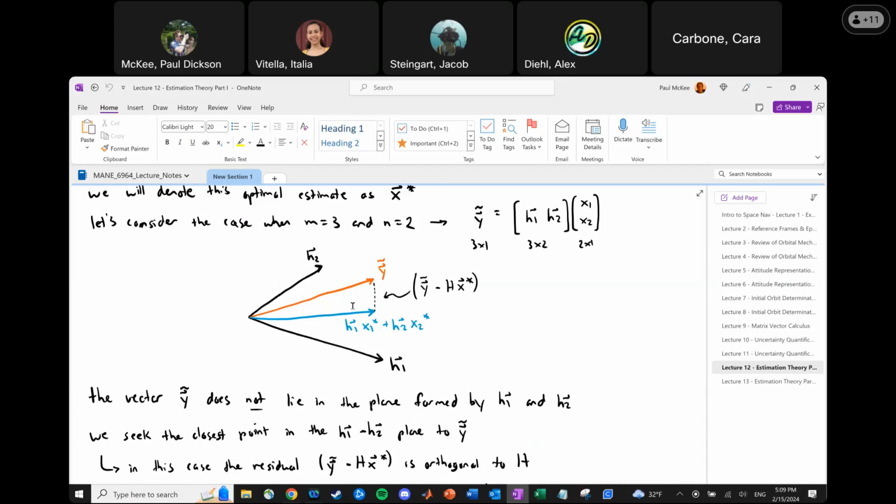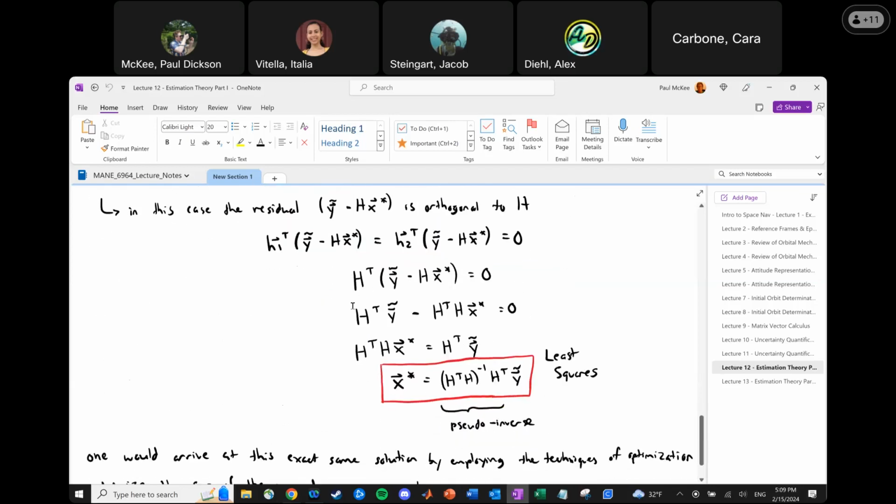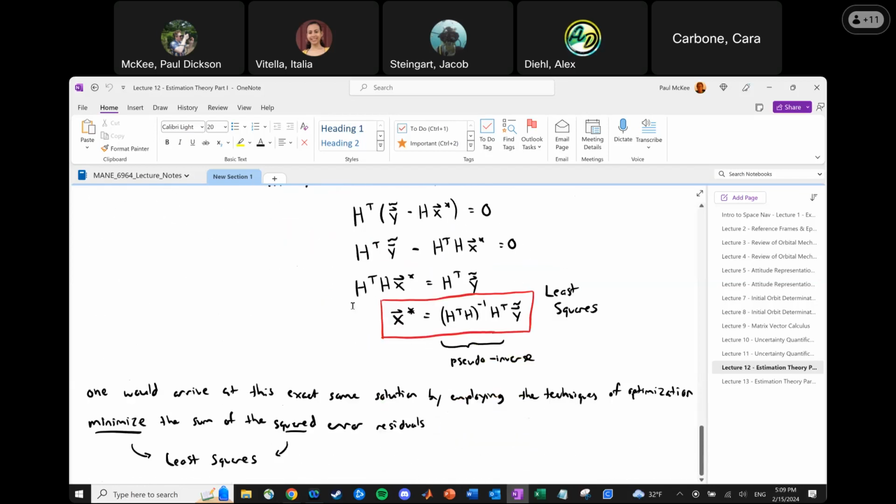That makes more intuitive sense to me, but you could also approach this exact same problem using the techniques of optimization. And so if you've taken Dr. Hickens' design optimization course, that covers some very similar topics. I borrowed his notation of X star for the optimal solution.